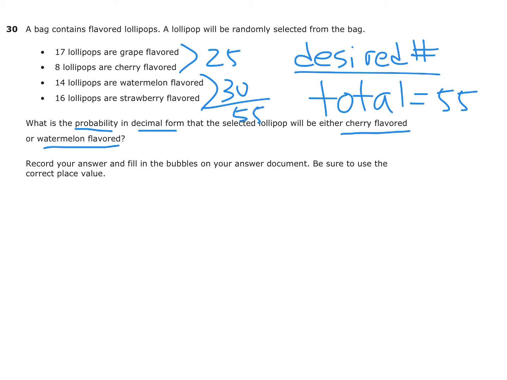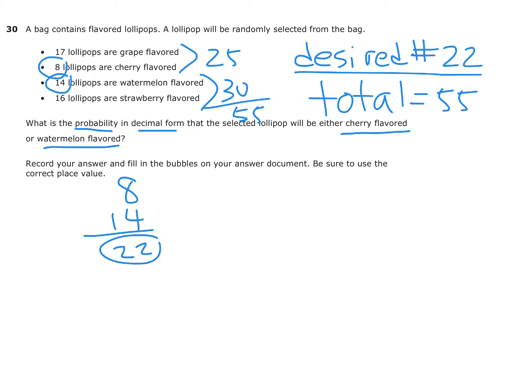But what are we looking for? We're looking for the cherry flavored, which is 8, or watermelon flavored, which is 14. So 8 for the cherry and 14 for the watermelon flavor. That's going to give you a total of 22. This is the desired number, so we want to pick either a cherry or watermelon. So that's going to be on top, the numerator. And the denominator is the larger number, the total amount, 55. So the probability of this happening is 22 chances of getting either cherry or watermelon out of the total 55. That is the probability there.